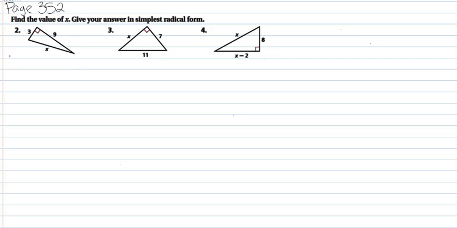What we're working on right now is solving for distance between 2 points, and in order to do that we need to use the Pythagorean theorem. This is the Pythagorean theorem: a squared plus b squared equals c squared.